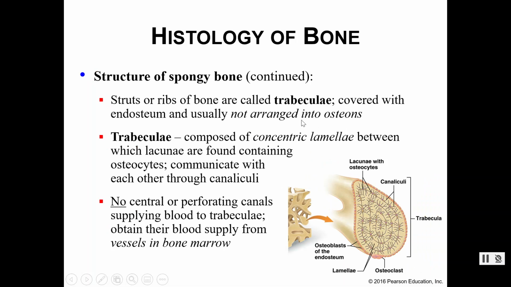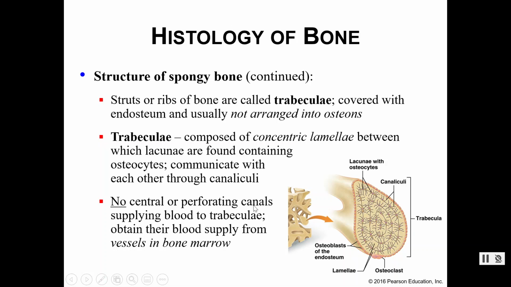Now, we don't have osteons, but we do still have lamella. They're just not nice round tree trunks this time. We call them struts or ribs of bones. You'll notice that we don't have a central canal here either, but we do still have the canaliculi. So all of these cells are still sharing resources and they're still in communication.